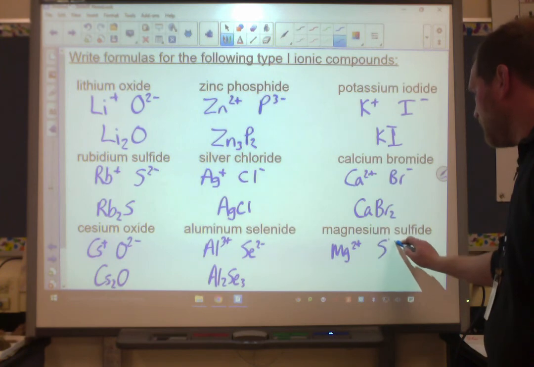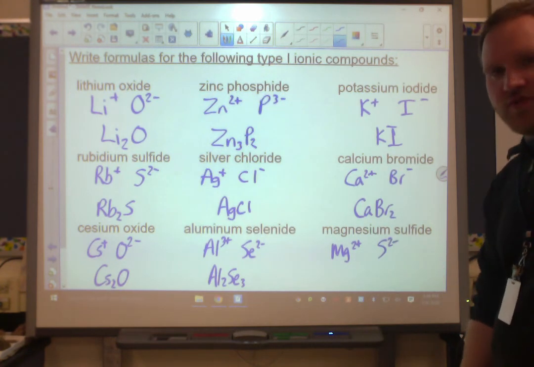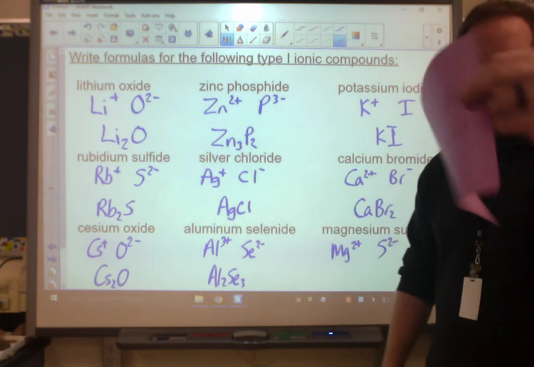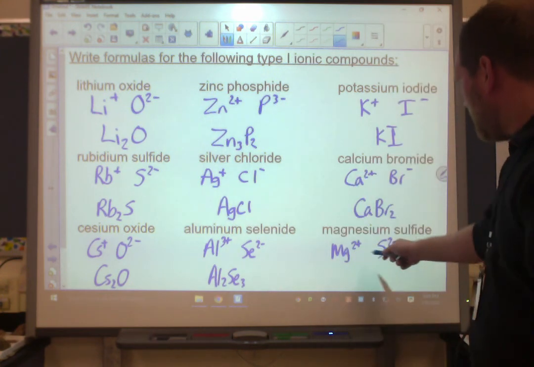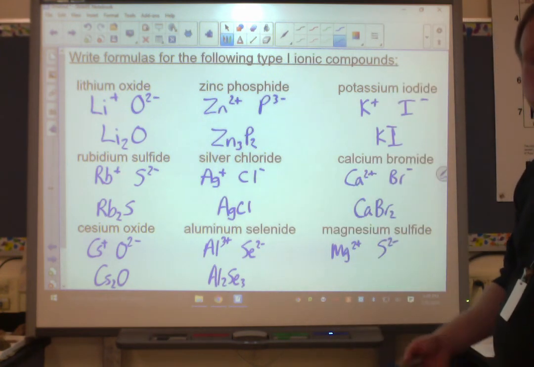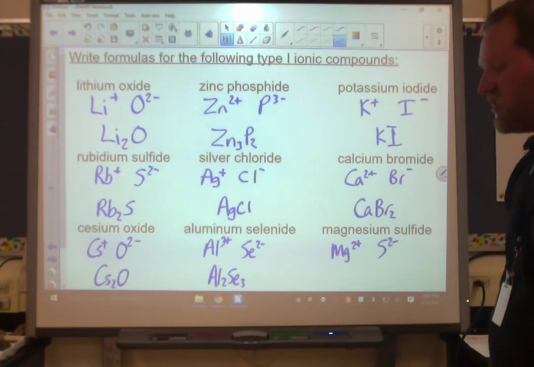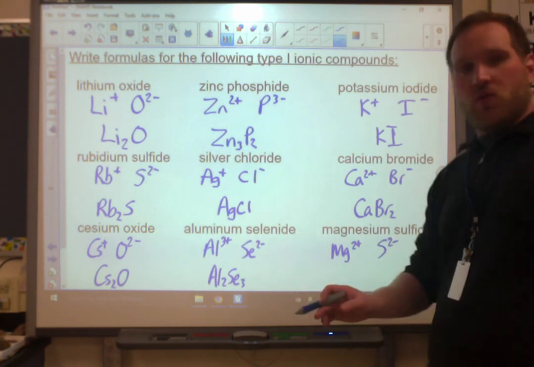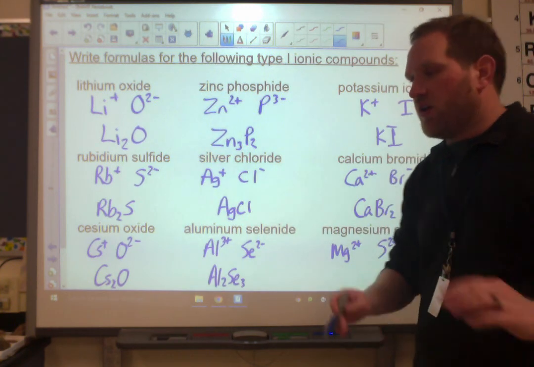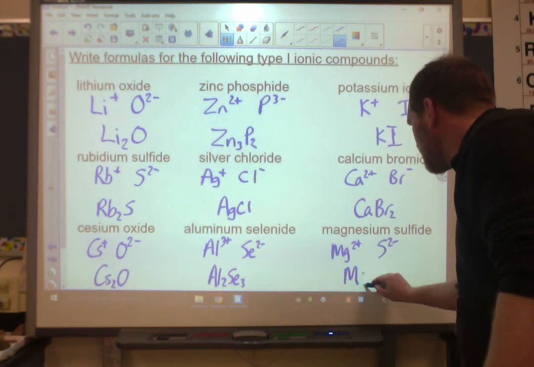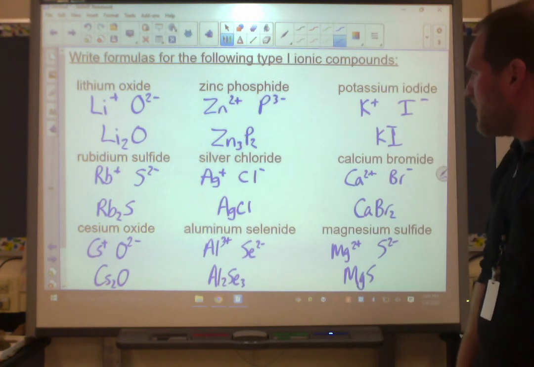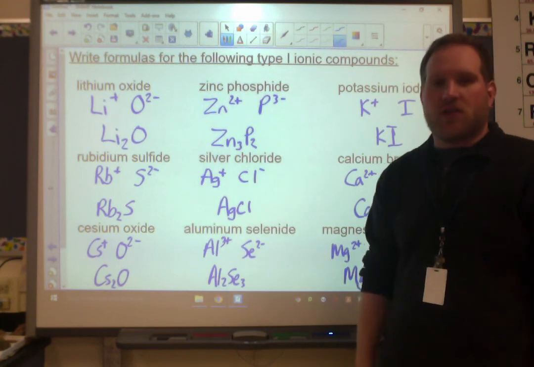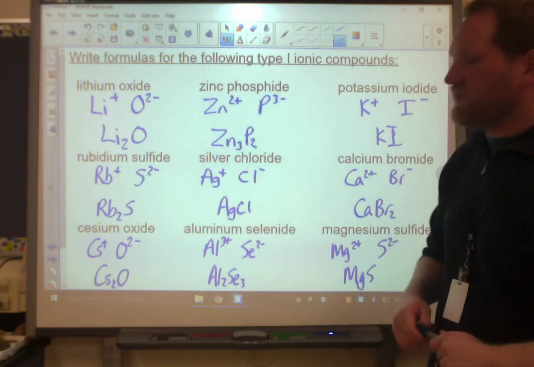Sulfide is sulfur, which is S2-, not to be confused with sulfate and sulfite, which are both polyatomics. Notice the 2 to 2, it's going to cancel out, and it's just going to be MgS. Now, if you crisscross it and put Mg2S2, you have to simplify that down, otherwise it's wrong. So the answer is MgS. So that's it for type 1 with no polyatomic ions. The next video is going to be type 2, which are the transition metals.